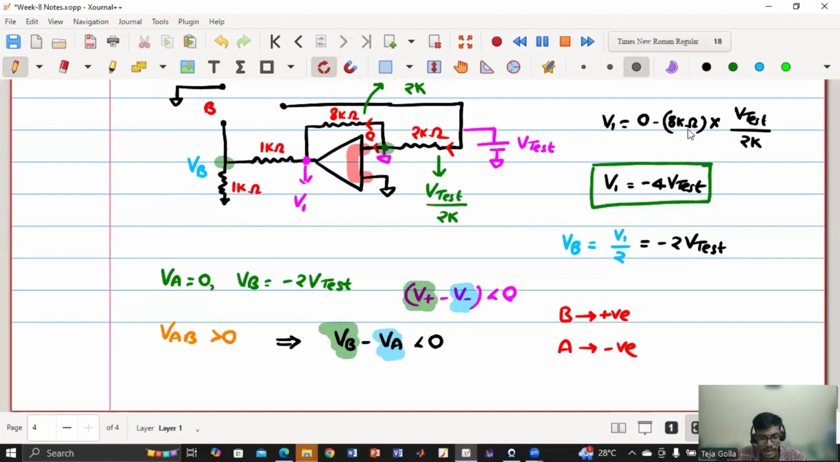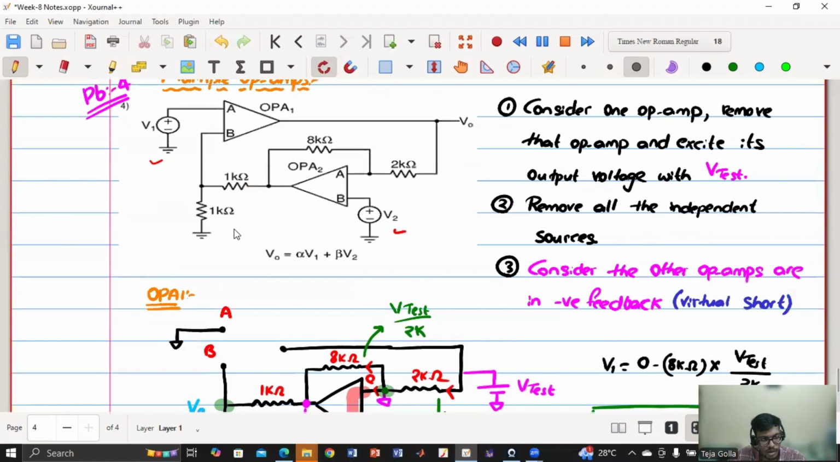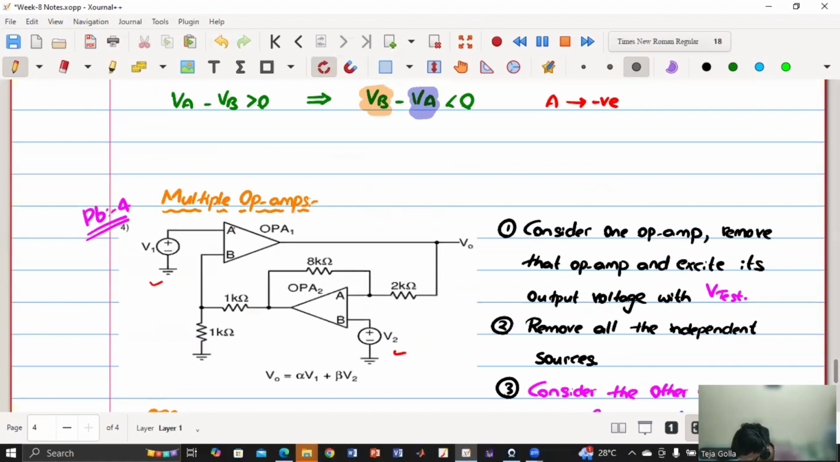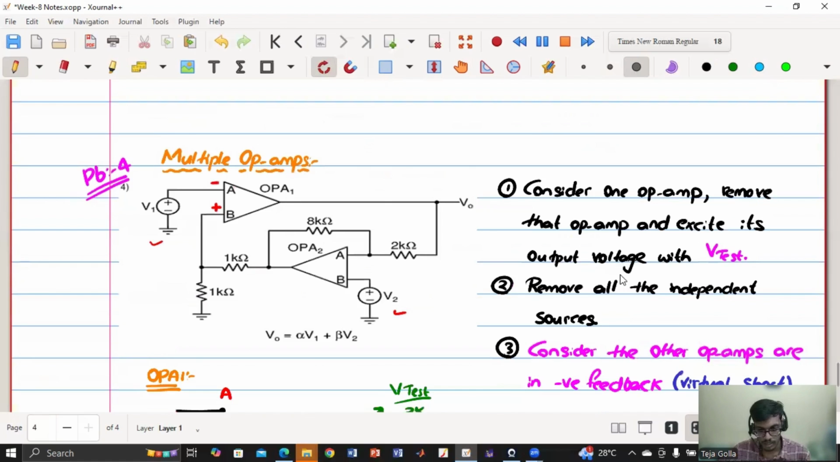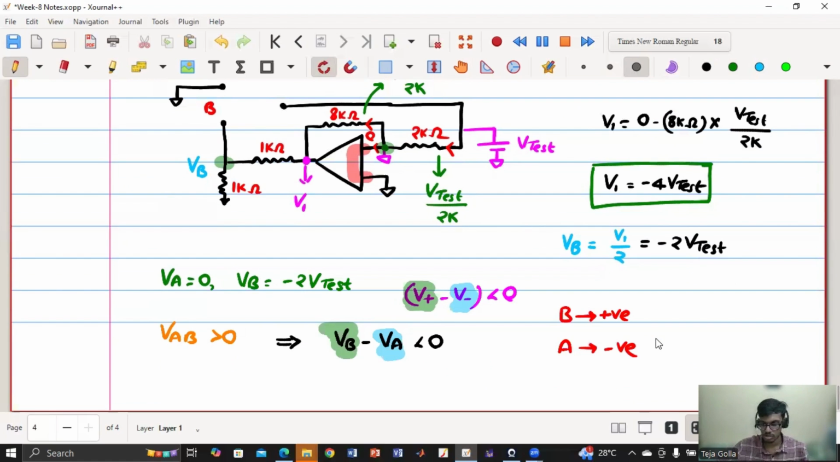So let us go back and write: B is my positive terminal, A is my negative terminal, which is what we got, right? Agree? Understood? Or maybe it would be good if I repeat.